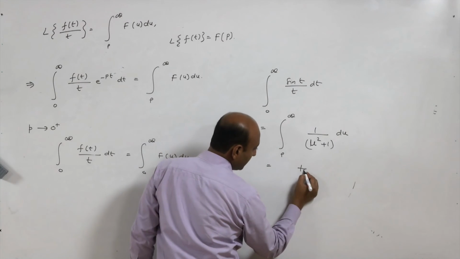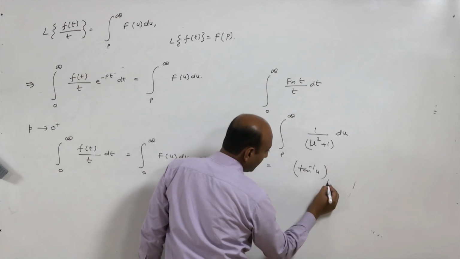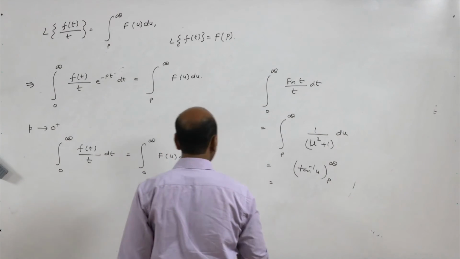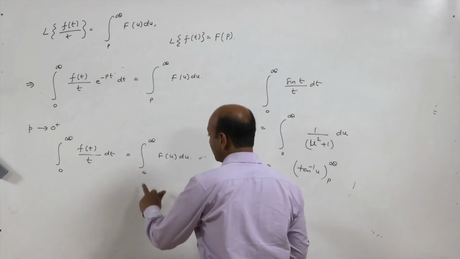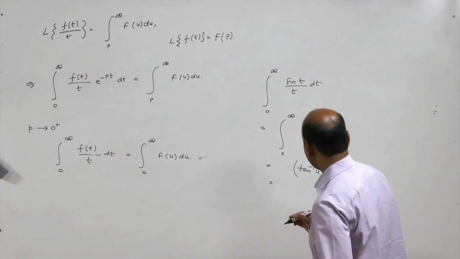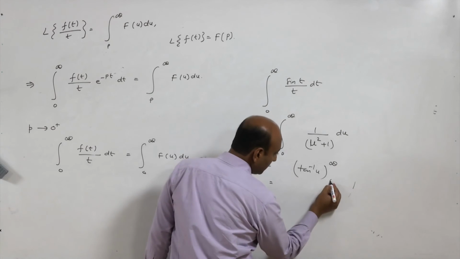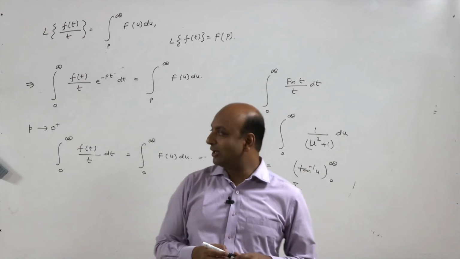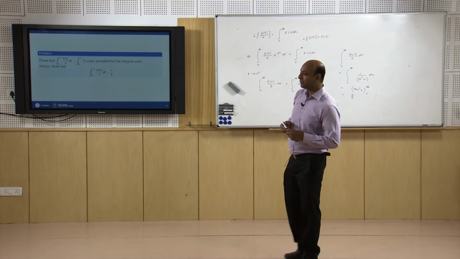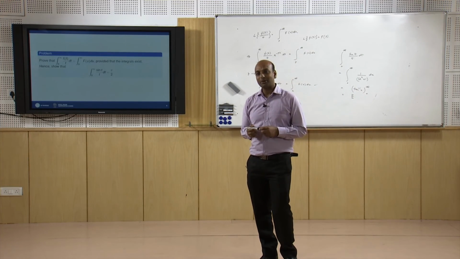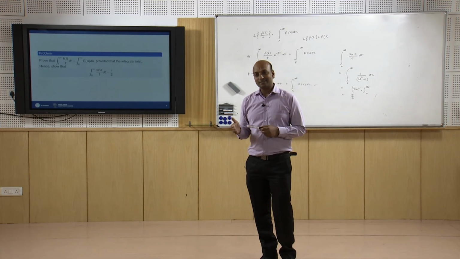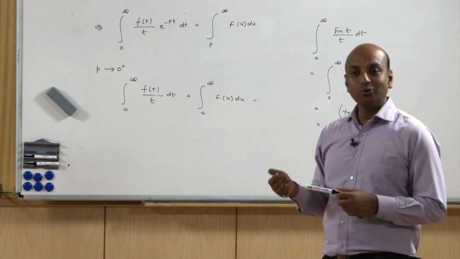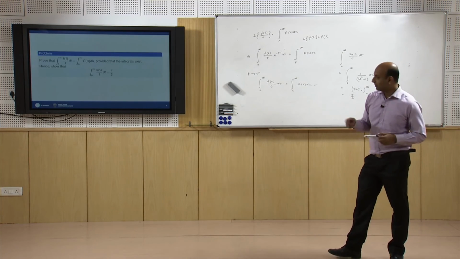Okay, so it is tan inverse u from p to infinity. Okay, from 0 to infinity, sorry, because we have 0 to infinity in this result. So, at infinity it is pi by 2, at 0 it is 0. So, we have this value: the integral from 0 to infinity of sin t by t is nothing but pi by 2. So, some integrals having limits like 0 to infinity can also be solved using Laplace transforms. Okay.